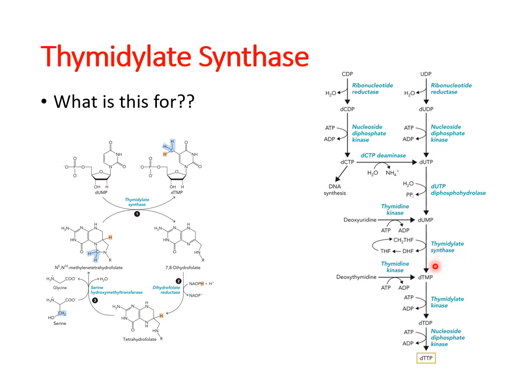Okay, now once you have that, keep in mind that you also then need to have kinases to sequentially phosphorylate that into TTP because again, we need the triphosphate form of these bases in order to create our DNA. Okay, so when you look at thymidylate synthase, that is going to be in terms of getting us TTP and ultimately thymine.